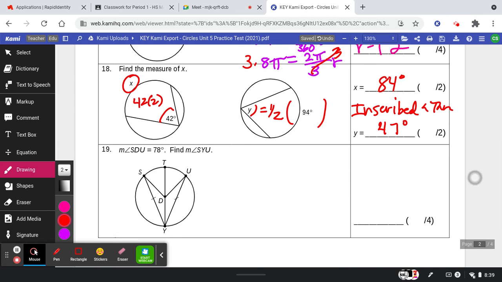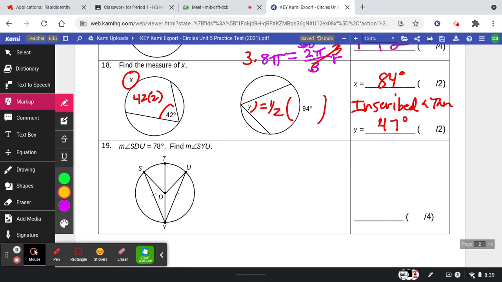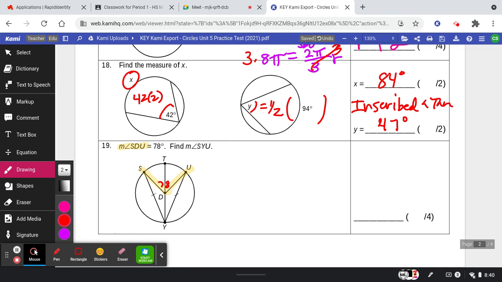Okay. Moving down to this one, if the measure of SDU, literally when I read this, I go like this, SDU, I touch my pencil to the corners to see which angle it is. If the measure is 78, find SYU. So they're having you go from a central angle to an inscribed angle. So what do I write? I write central angle equals arc measure. And that means that if this is 78, then this is 78.